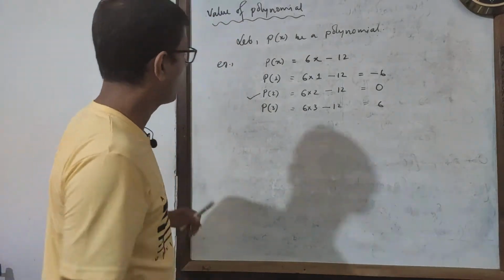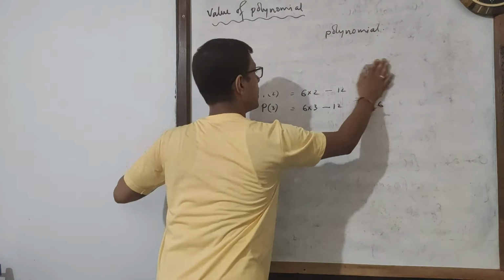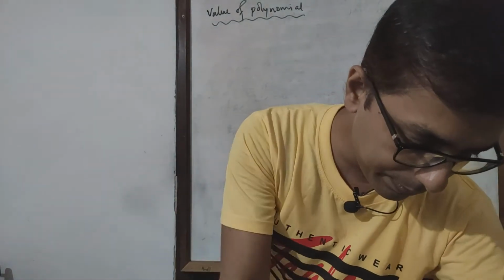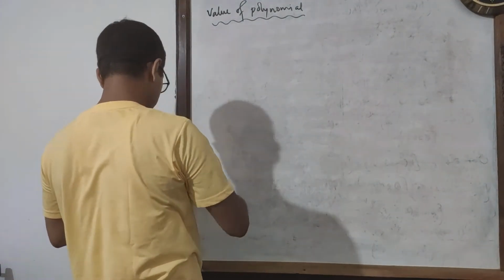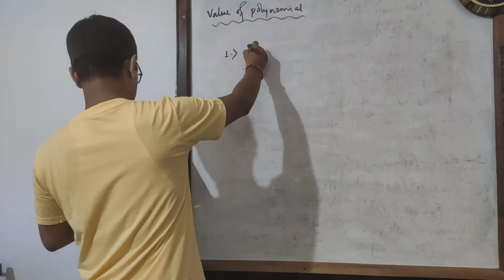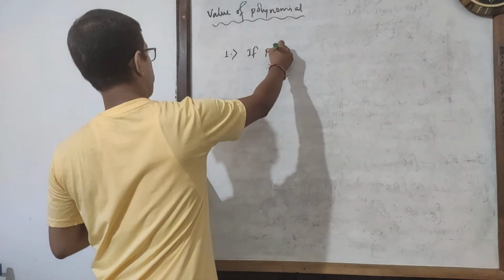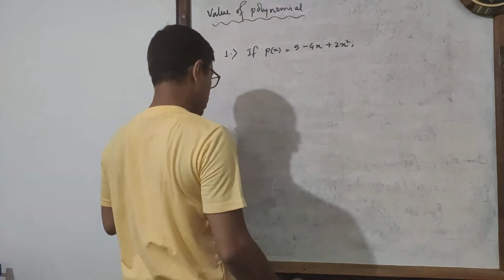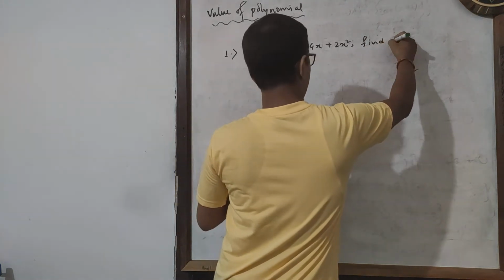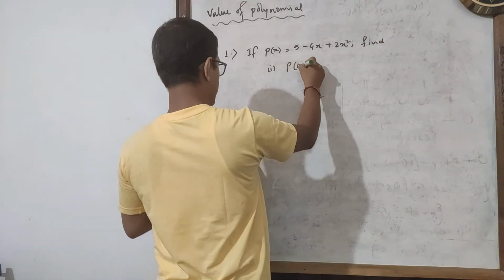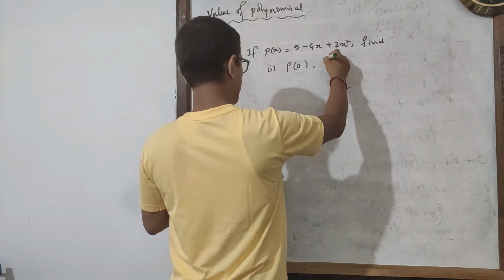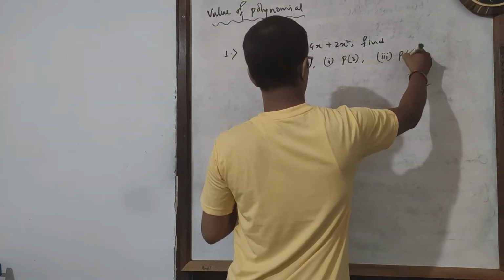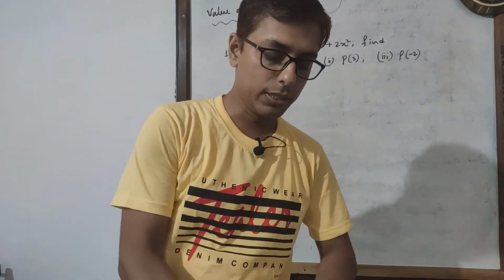Let us try to practice one or two such questions. Let us take a few examples. I have a book to write up some examples. Suppose, if p(x) equals 5 minus 4x plus 2x squared, then you are asked to find: question number 1, p(0); question number 2, p(3); question number 3, p(minus 2). Clear? So these three values we are asked to find out.